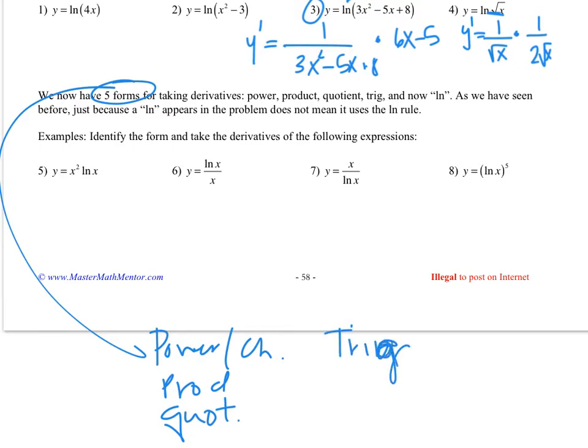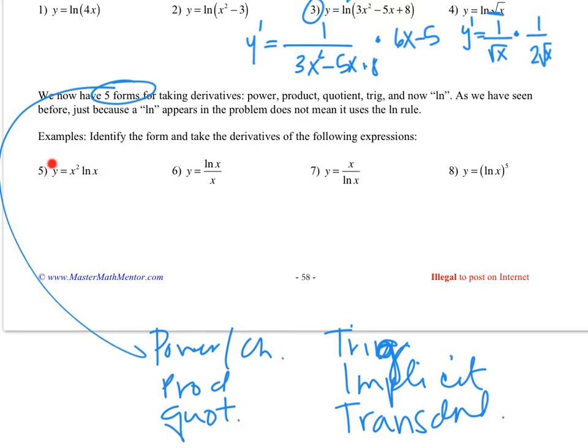What else do we have? We have product, we have quotient, we have power chain or implicit. And now we have transcendental. All right. So this right here, number 5, the big question is a product rule.